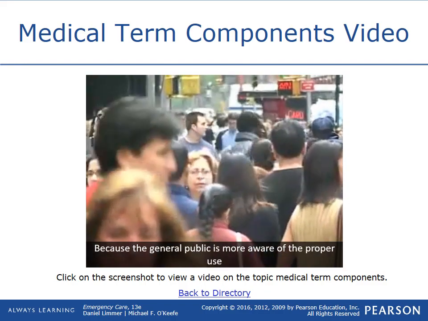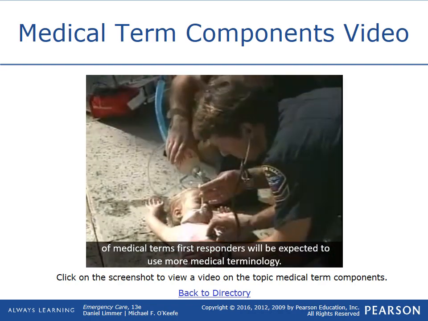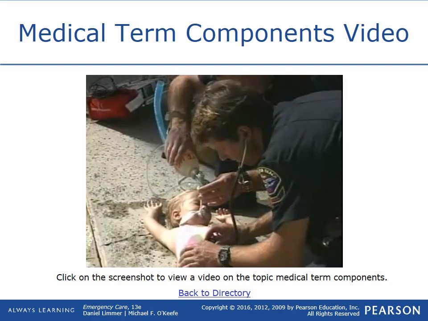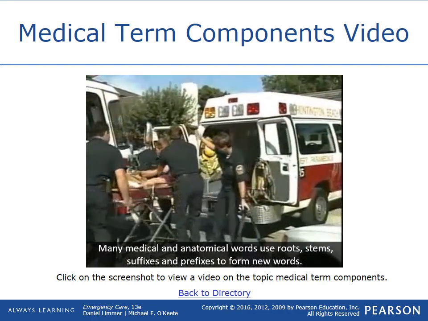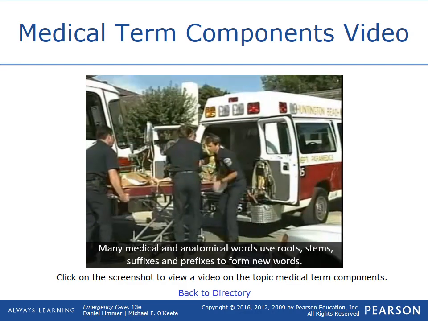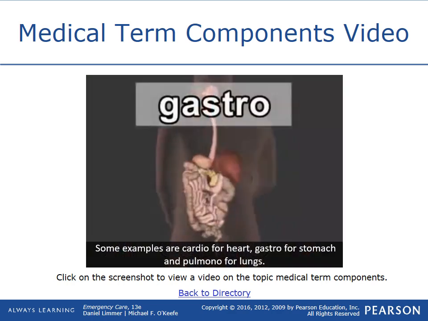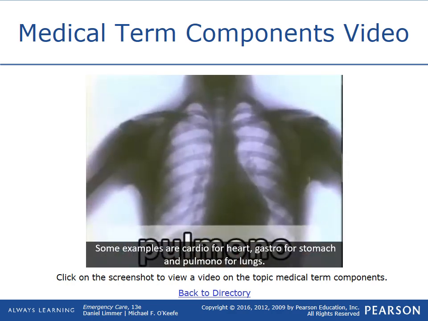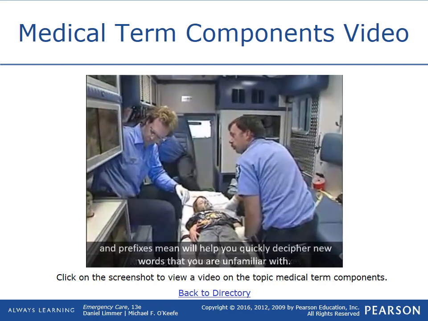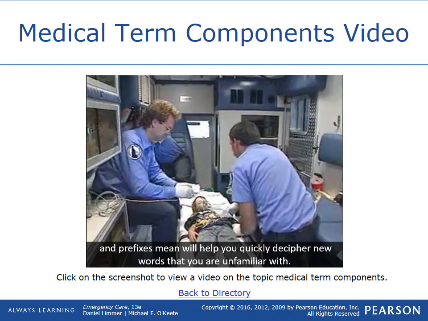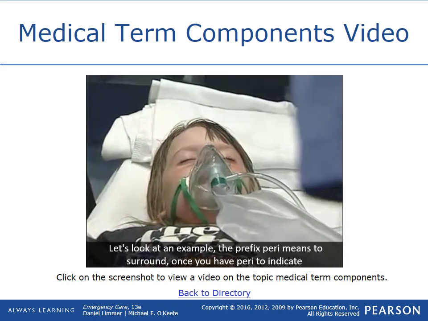Because the general public is now more aware of the proper use of medical terms, first responders will be expected to use more medical terminology. Many medical and anatomical words use roots, stems, suffixes, and prefixes to form new words. Some examples are cardio for heart, gastro for stomach, and pulmono for lungs. Knowing what the roots, stems, suffixes, and prefixes mean will help you quickly decipher new words that you are unfamiliar with. Let's look at an example.